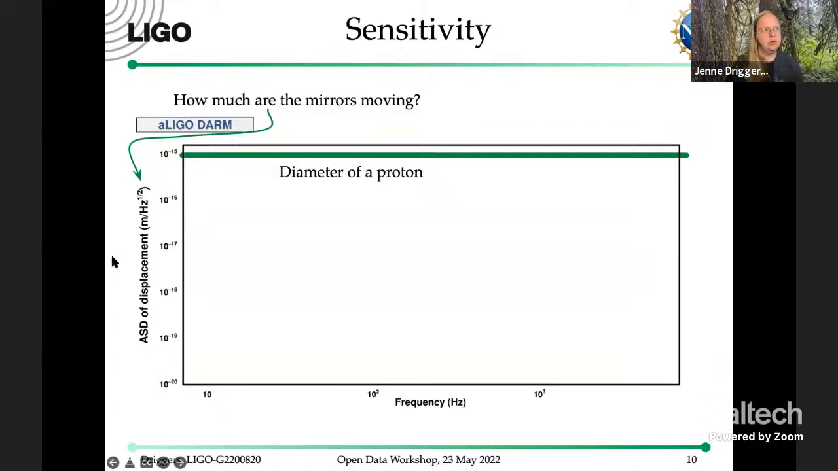So why do we do all of this, and why do we work so hard to put all of this hardware together to detect the gravitational waves? It's not trivial. It's really very, very difficult to measure something at this small of a level.